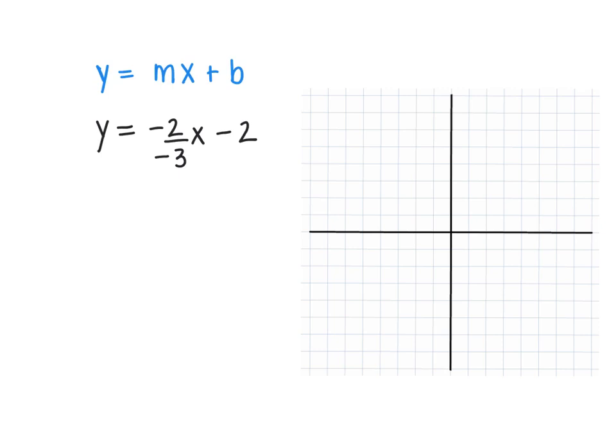It is not often that we see a negative rise and a negative run. Let's explore why. We can plot the y-intercept of negative 2. From there, we will count a rise down for negative 2, and then a run left for negative 3, and we will plot a point at this location. Note that it's unusual to have to plot a negative run to the left.